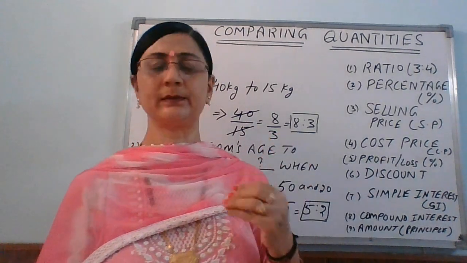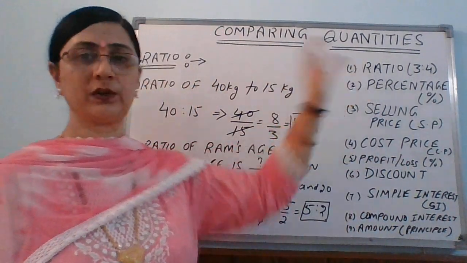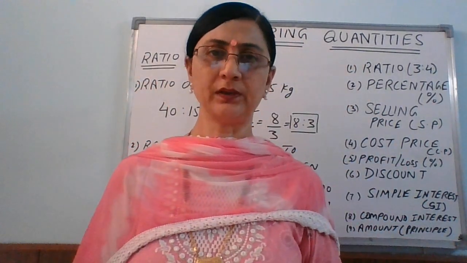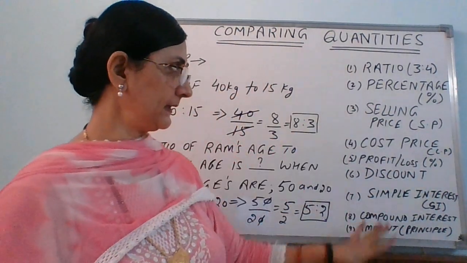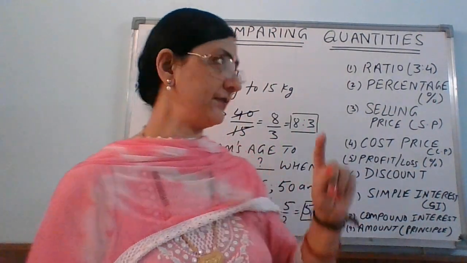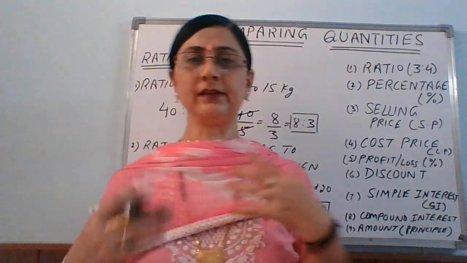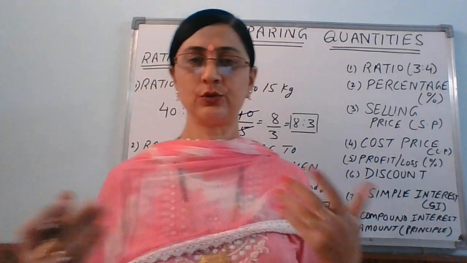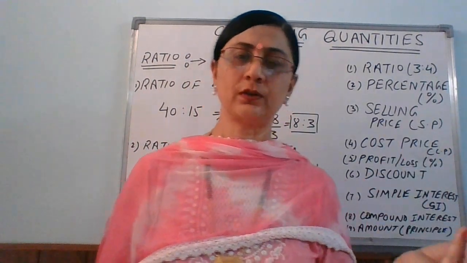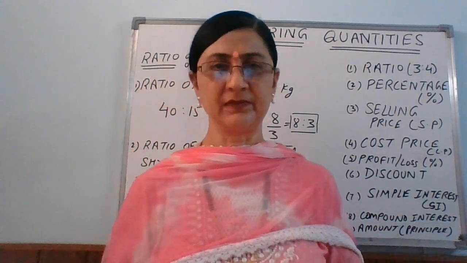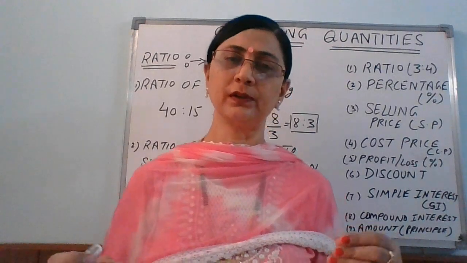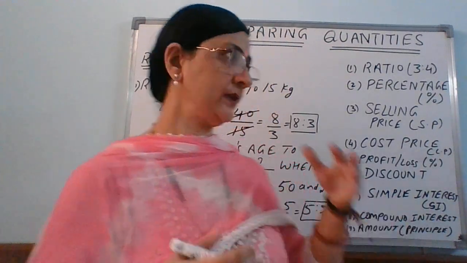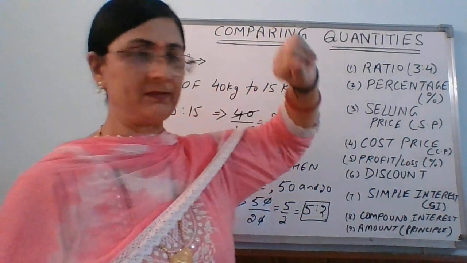So in this video, I'm going to explain comparing quantities, right? In the comparing quantities chapter, you will be studying these topics, which I've written. Ratio: how to find the ratio of the ages of two persons, how to find the ratio of the cost of a chair and the cost of a table, whatever you want to find the ratio of, you can find out in this chapter.